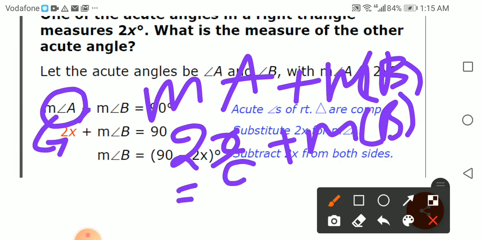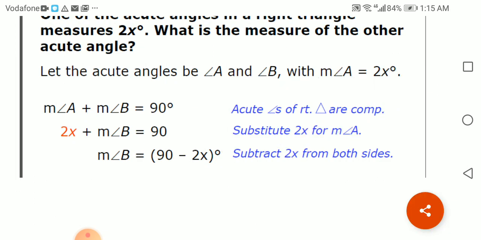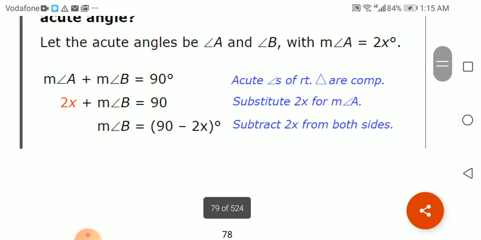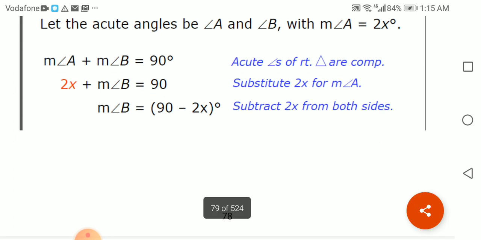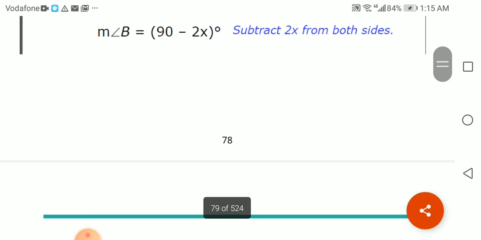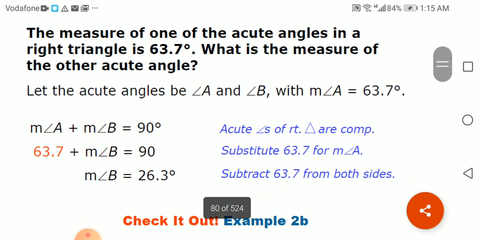degree. So 2x plus the measure of angle B gives me 90 degrees. So I will put the 2x on the other side. So the measure of angle B is 90 minus 2x. So how can I solve this? Very easy one.